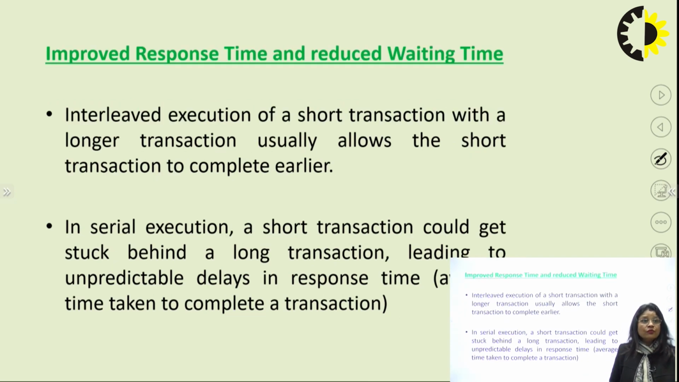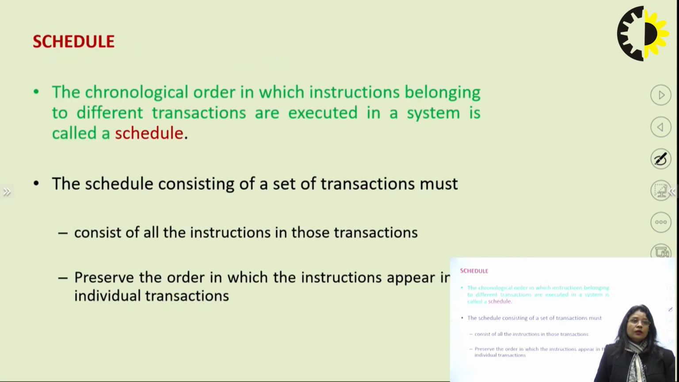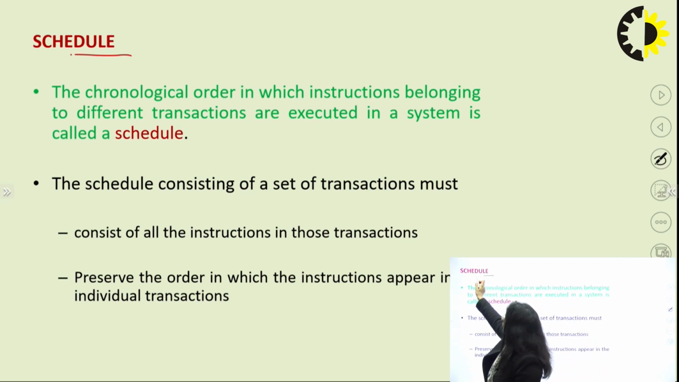Another reason is to improve response time and reduce waiting time. Interleaved execution of a short transaction with a longer transaction usually allows the short transaction to complete earlier. In serial execution, a short transaction could get stuck behind a long transaction, leading to unpredictable delays in response time. Such problems can be managed through concurrent transaction execution. Right. Now, before going further with concurrent transactions, we need to understand the schedule. What do we mean by schedule?